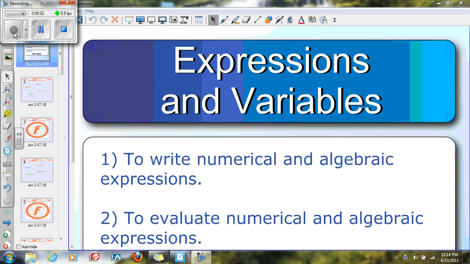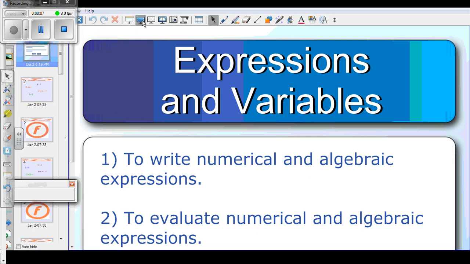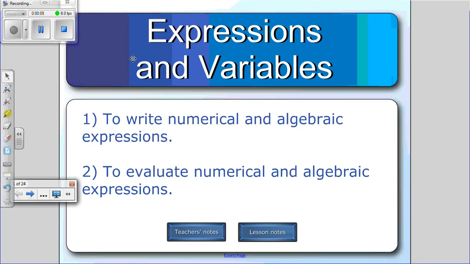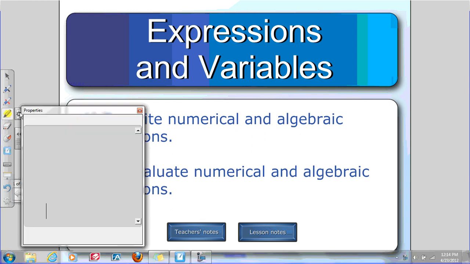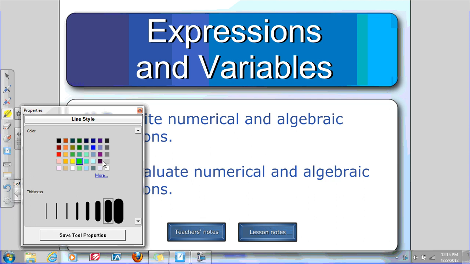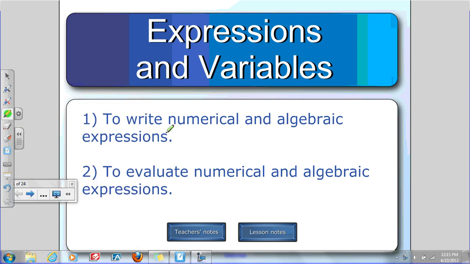Good morning, everybody. Today we're going to learn about expressions and variables. It's going to be kind of an introduction to algebra. I know that's a little scary for some of y'all, but it's not, trust me. It's a simple process. But if you have any questions, y'all can just let me know at the end.